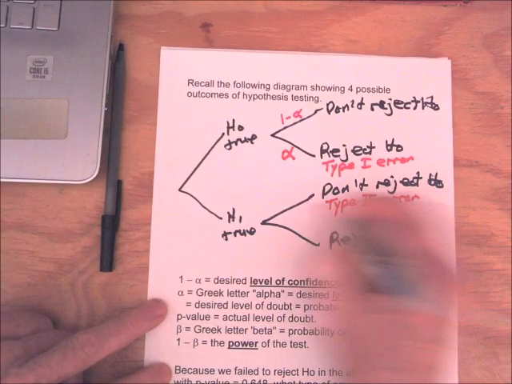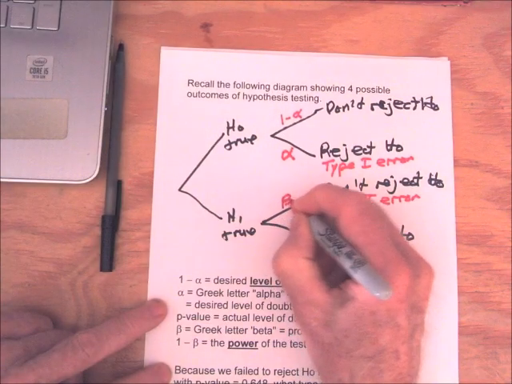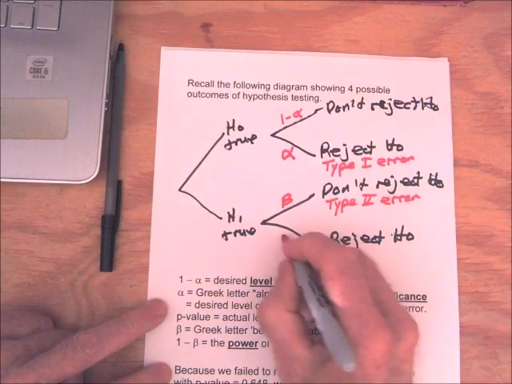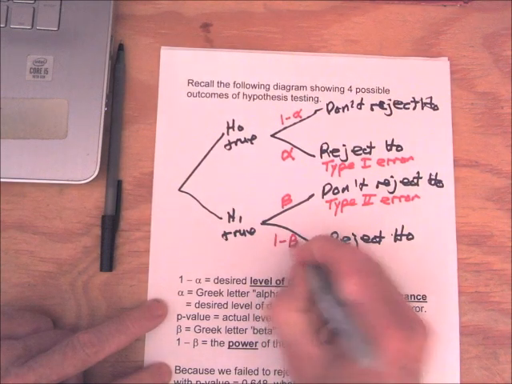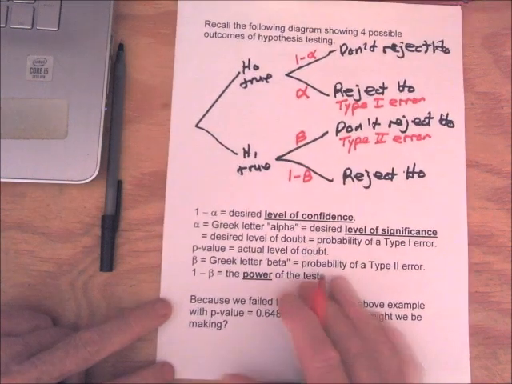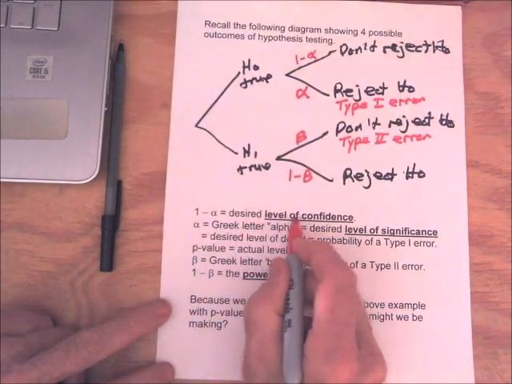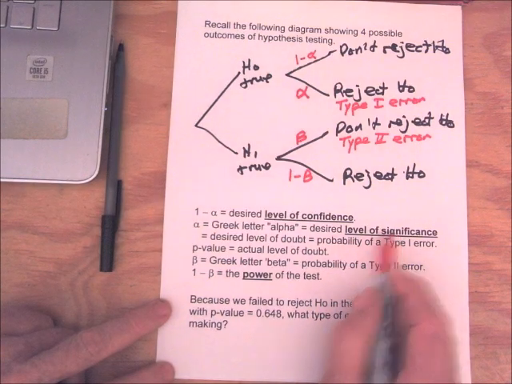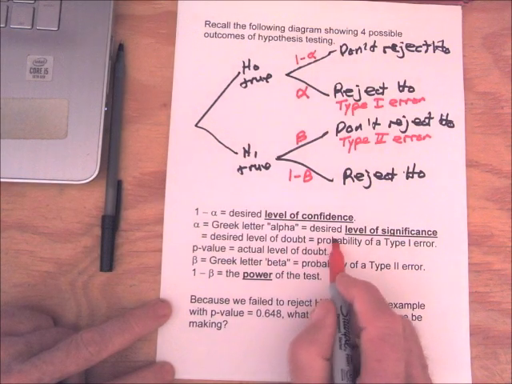And we use the Greek letter beta, it looks like a B, to represent the probability of a type 2 error, and then 1 minus beta is what's called the power. So 1 minus alpha is our desired level of confidence. Alpha is a Greek letter representing the level of significance. I like to call it the level of doubt.